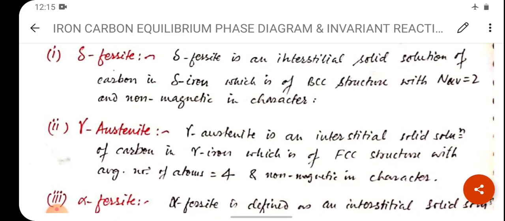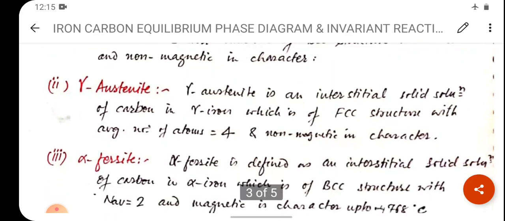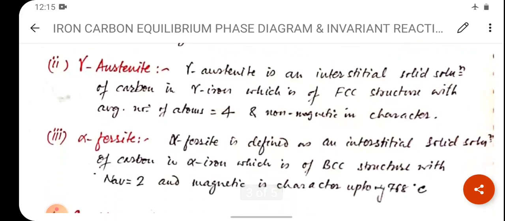Gamma is nothing but austenite. Gamma austenite is an interstitial solid solution of carbon and gamma iron which is of FCC structure with average number of atoms equal to 4, and it is also non-magnetic in character. Clear? Two phases done. The third phase is alpha ferrite.